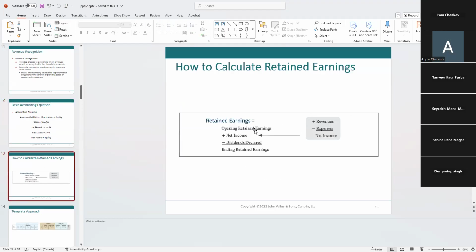Equity comes from revenue minus expenses. So every time you have a net income, that's going to increase your equity. That's why you go to work. When you're working, you're getting revenue. Make sense? The only thing you have to make sure of is that the revenue is more than expenses.